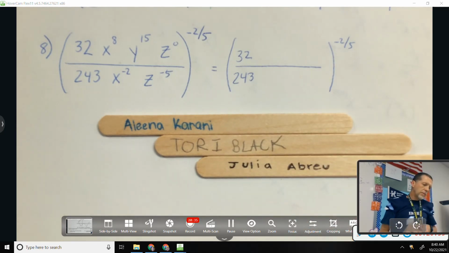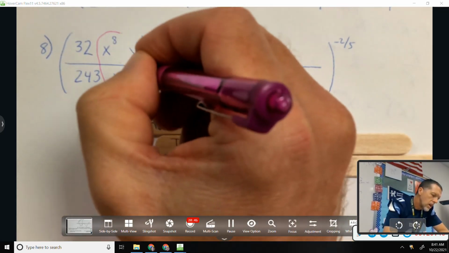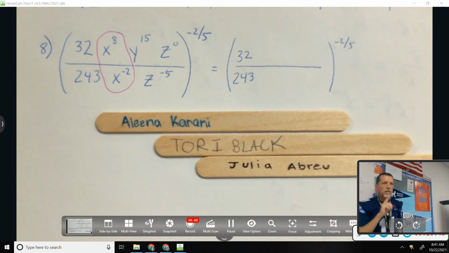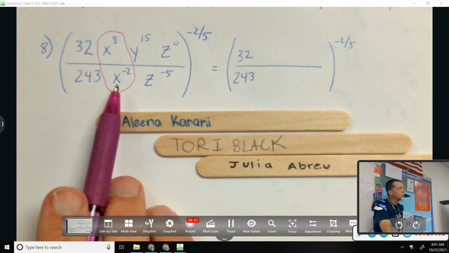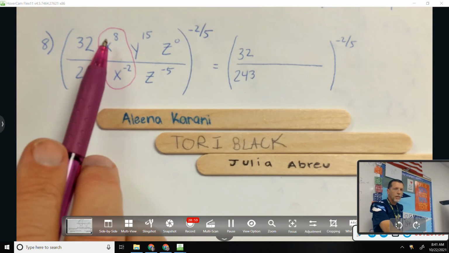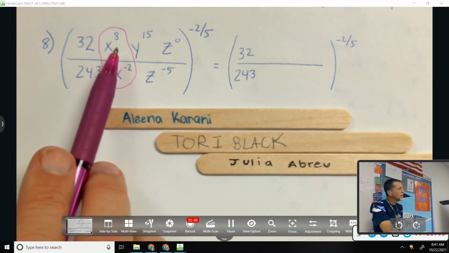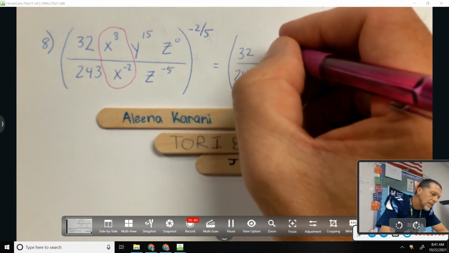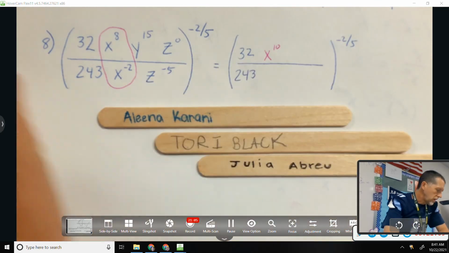So, Alina, how about the X's? How many X's do I have left, and where are they? I don't know. Maybe a lot. So, Alina, what does the X to the negative 2? Where does that go? To the top. So there's 8 in the top already. I put 2 more up there. So I have X to the 10 in the top.